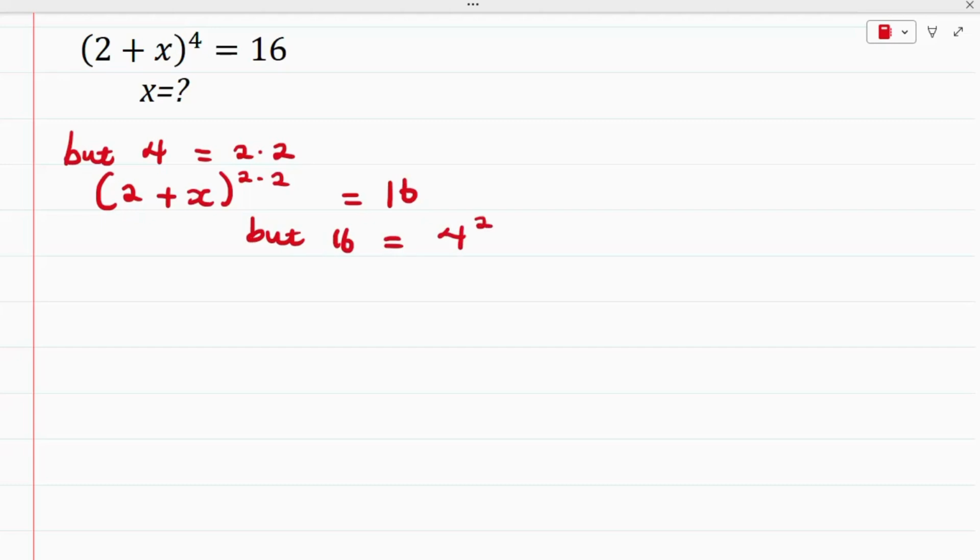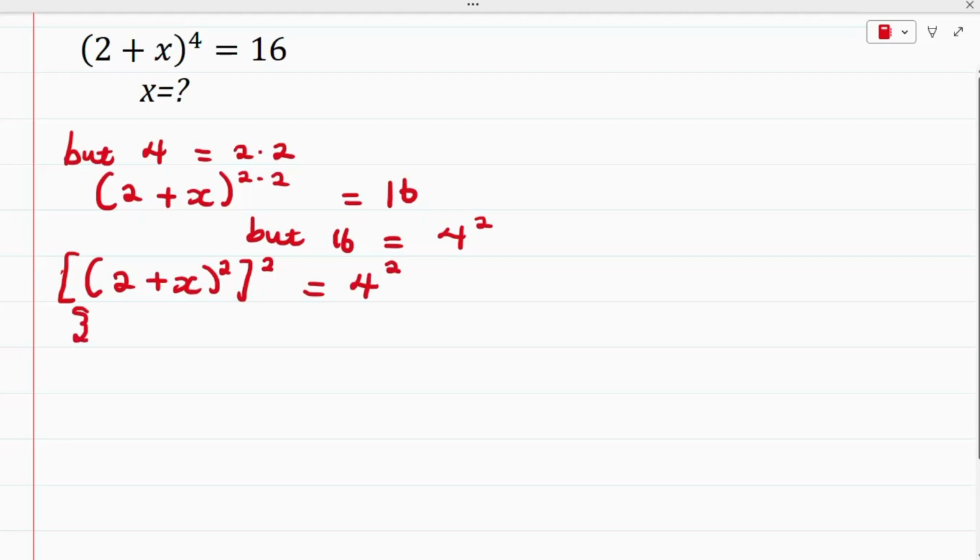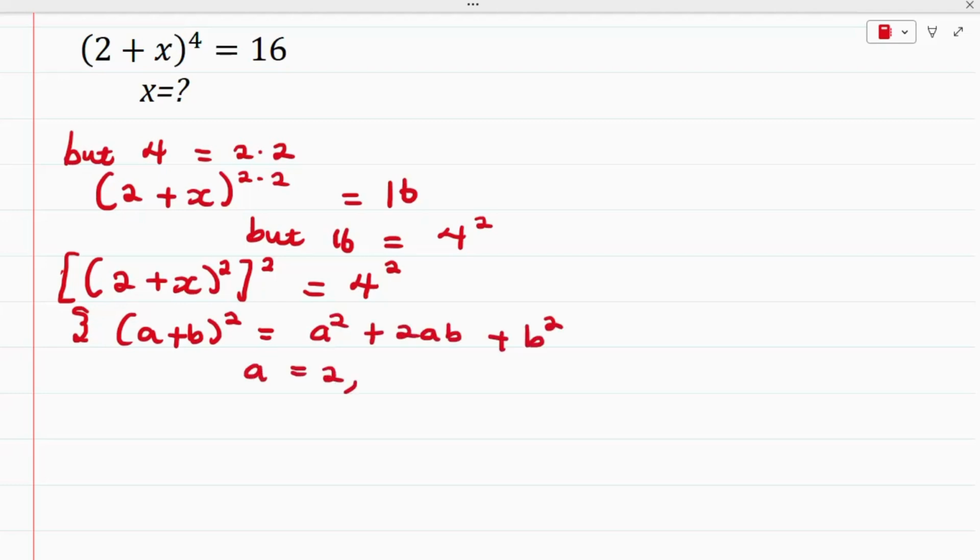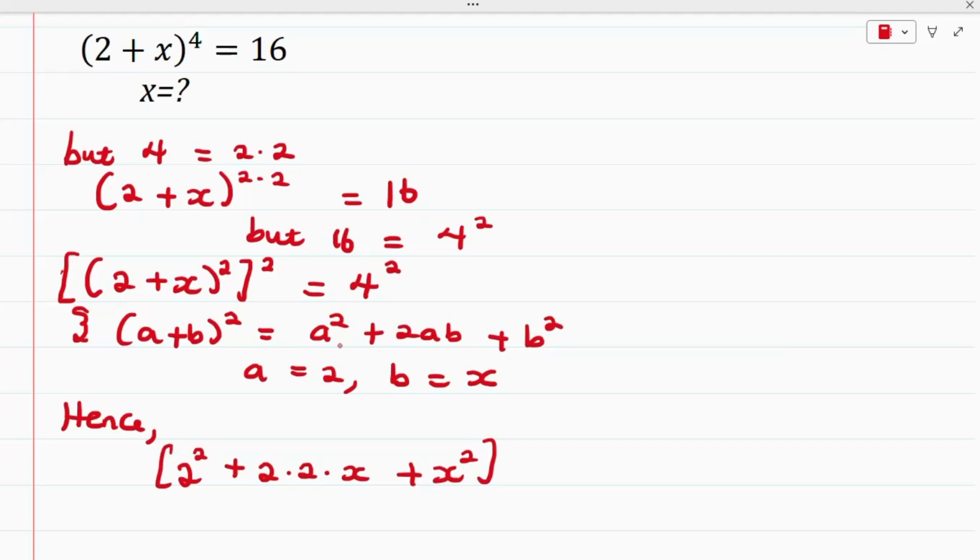Now we can easily rewrite the left hand side of this equation to be (2 plus x) all raised to the power of 2, or still raised to the power of 2, and this is equal to 4 raised to the power of 2. But if we have (a plus b) all raised to the power of 2, this is equal to a squared plus 2ab plus b squared, where we have a equals 2 and b equals x. So hence, for the left hand side, we have this to be (2 raised to the power of 2 plus 2 multiplied by x plus x squared) all raised to the power of 2 is equal to 4 raised to the power of 2.